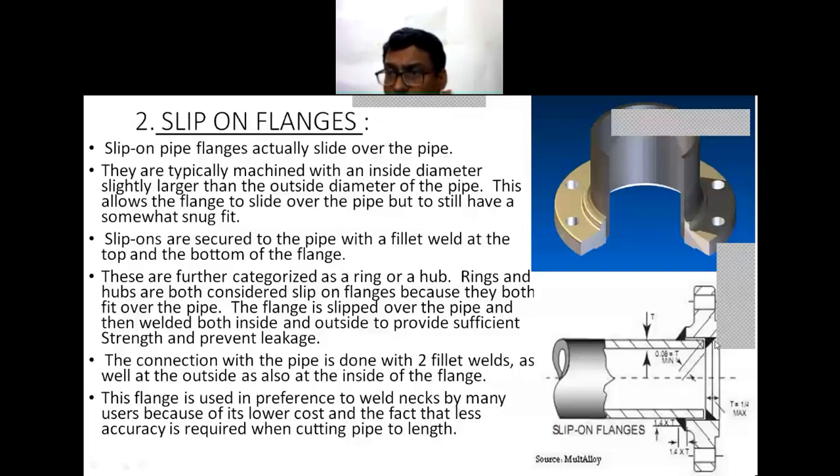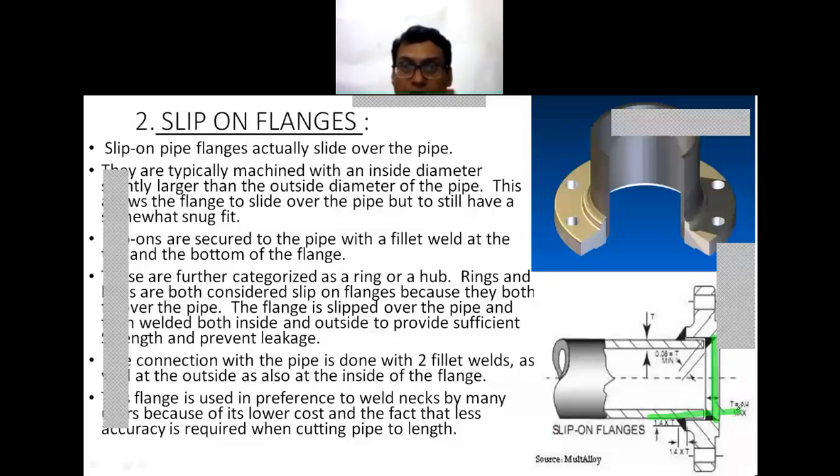So this available ring or groove restricts the further movement or passing of the pipe through this flange. That is the ring which is provided, and second is the hub that will be there. The flange is slipped over the pipe and then welded both inside and outside to provide sufficient strength.